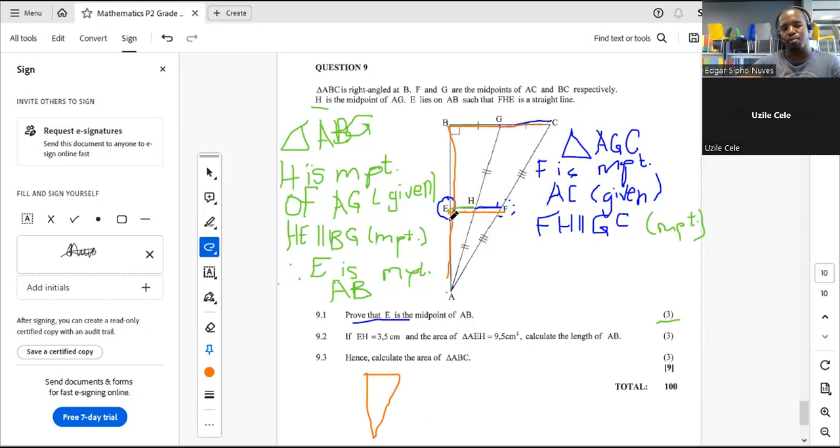Do you see the F shape? Yes. So that means if that is 90 degrees, this is 90 degrees because of corresponding angles. So triangle AEH is actually 90 degrees. So there's my triangle AEH.